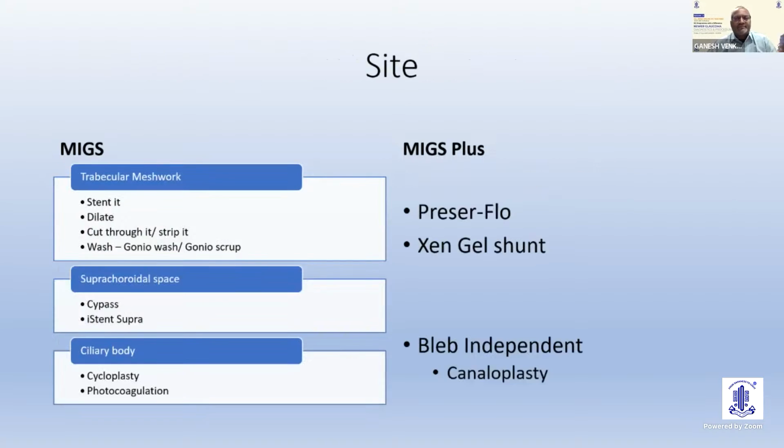There are some procedures which I'll be discussing, like the Zen implant or the InFocus, which will involve the conjunctiva. Coming to the site of action, the trabecular meshwork is the main site of action for the MIGS. You can stent it, or dilate it, or cut it or strip it, or wash it also. You have suprachoroidal space devices which are placed in the suprachoroidal space, and you can photocoagulate the ciliary body using an endoscope. So that is also cyclophotocoagulation.